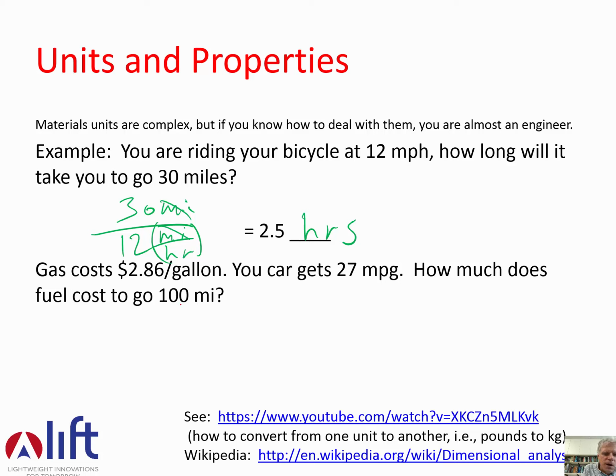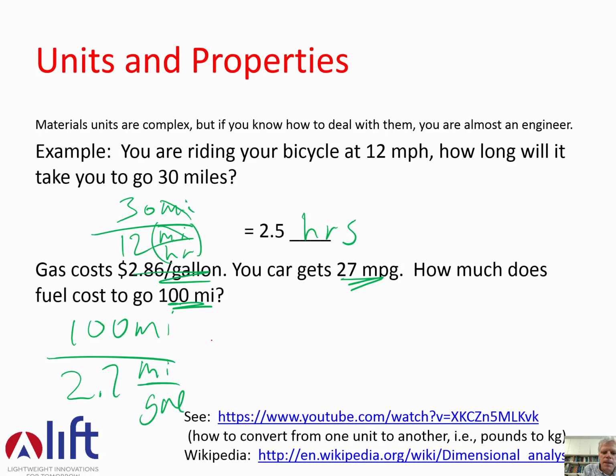We could ask another question. Say you want to go 100 miles, your car gets 27 mpg, and gas is $2.86 a gallon. How much does it cost you to do that? 100 miles divided by 27 miles per gallon multiplied by $2.86 per gallon. Work that out.